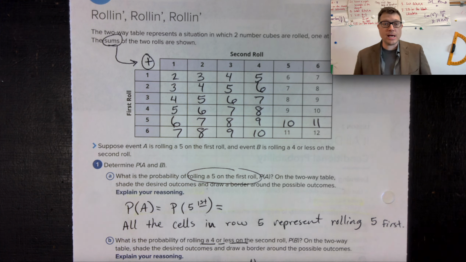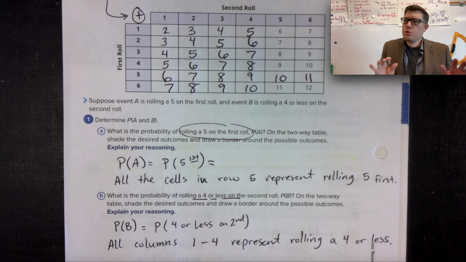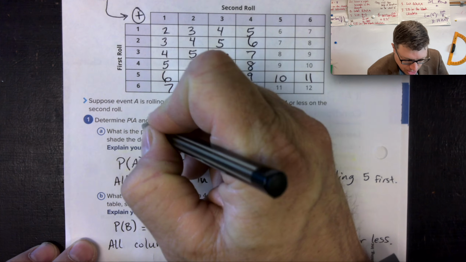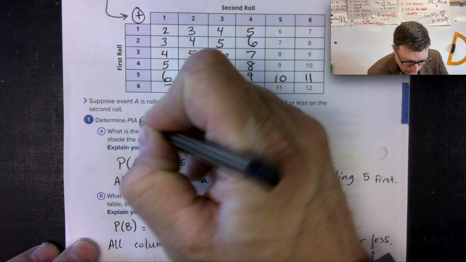Suppose event A is rolling a 5 on the first roll and then event B is rolling a 4 or less on the second roll. Determine the probability of A and B. Now, just a reminder, the use of the word "and" right here still means intersection. So, an intersection, we're going to see the combination of both of these things happening at the same time. So, what is the probability of rolling a 5 on the first roll? That's 1 out of 6.